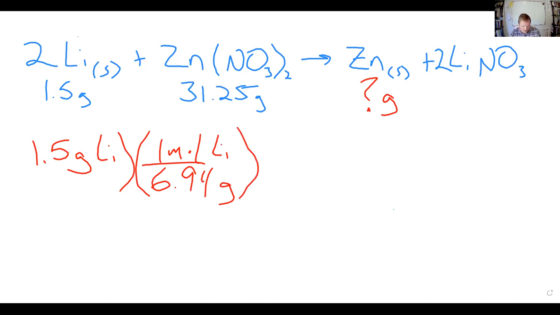So 1.5 over 6.94 is 0.21 or 2. How many sig figs did we have here? 1.50. So 0.216 moles lithium. We do the same thing with the zinc nitrate.